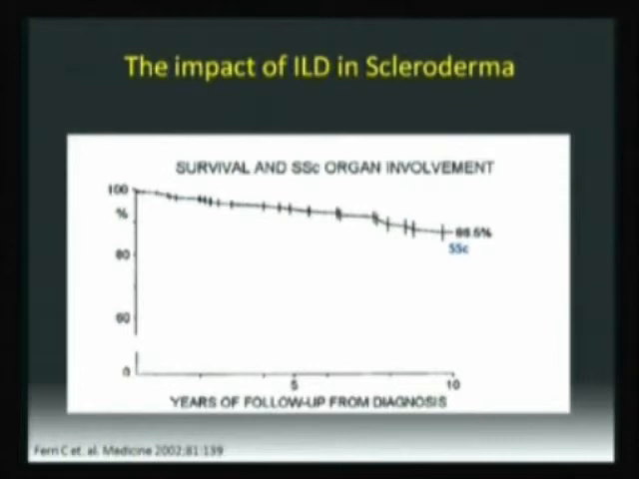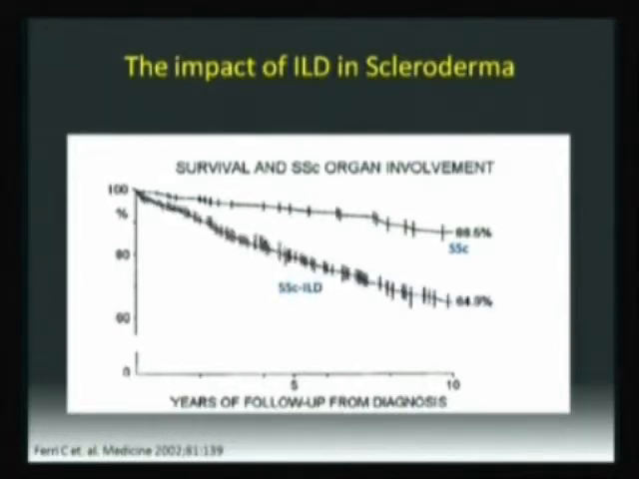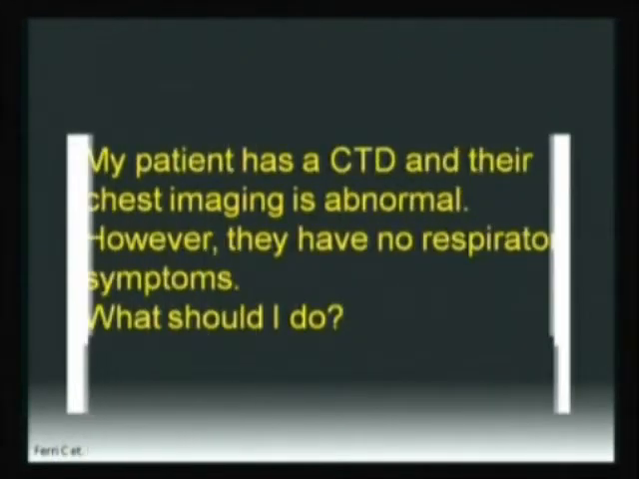These are data from our group in Modena. These are our rheumatologists. The impact of ILD in scleroderma is also important. These are all scleroderma patients, and this is the survival of patients with ILD and scleroderma. That's clear-cut, that the lung is the limiting organ for the survival of these patients.